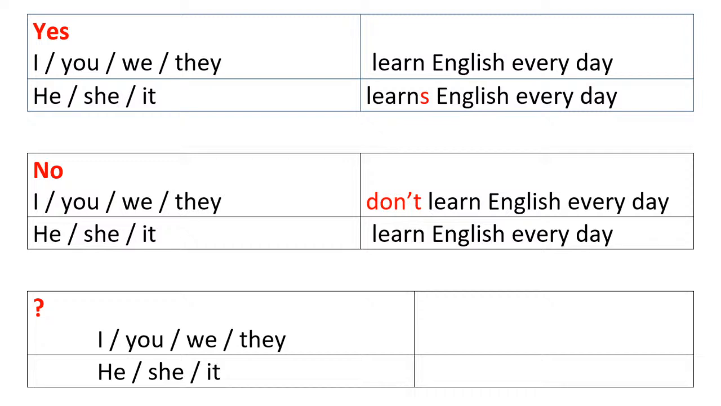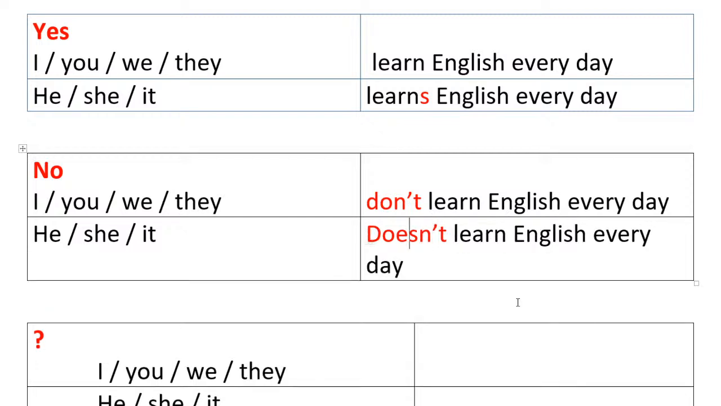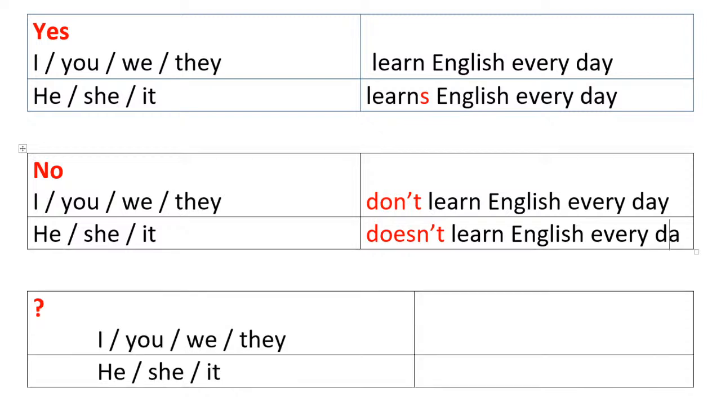Yeah, so to make it negative, you will say doesn't. So we have: I don't learn English, she doesn't learn English, and it doesn't learn English.